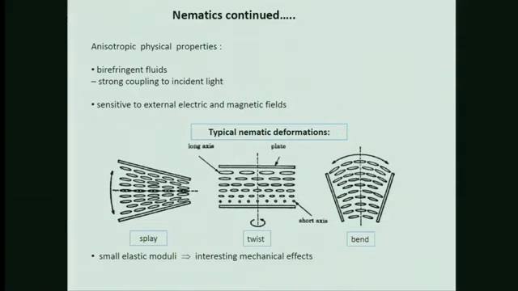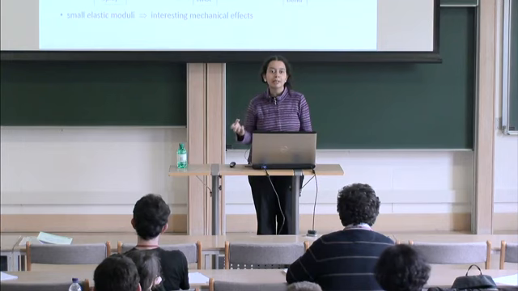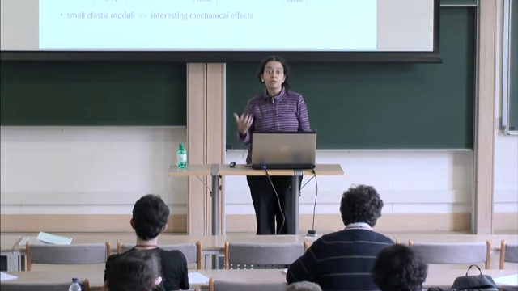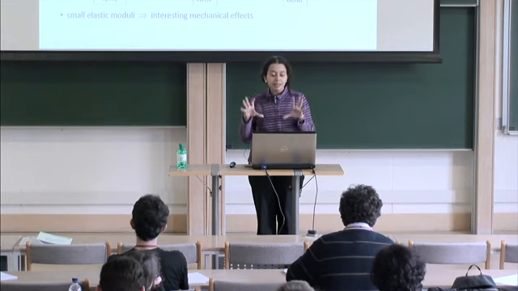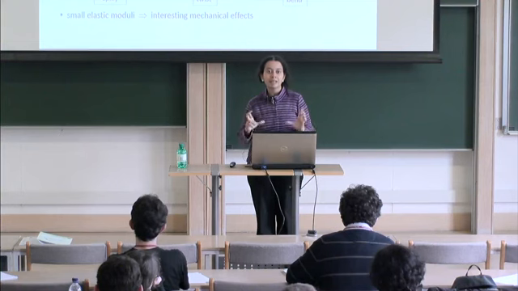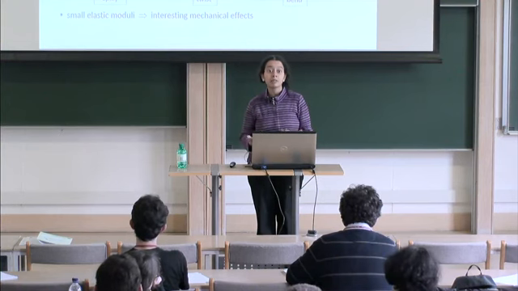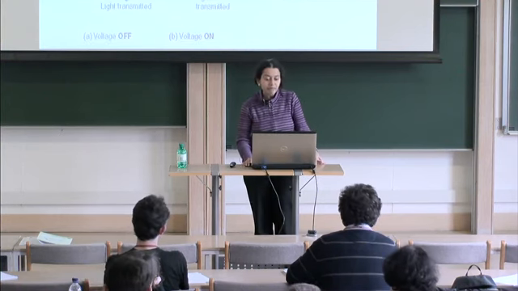So namely, they are optically anisotropic, birefringent. So they respond differently to light traveling in different directions. They're very sensitive to external electric or magnetic fields. They're also very sensitive to boundary effects. So what I'm really trying to say here is that it's fairly easy to manipulate a nematic phase or the molecular alignment by external effects.